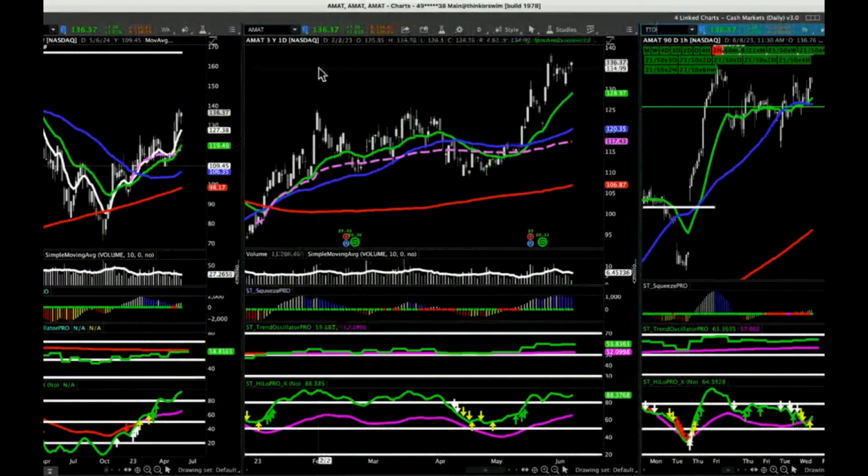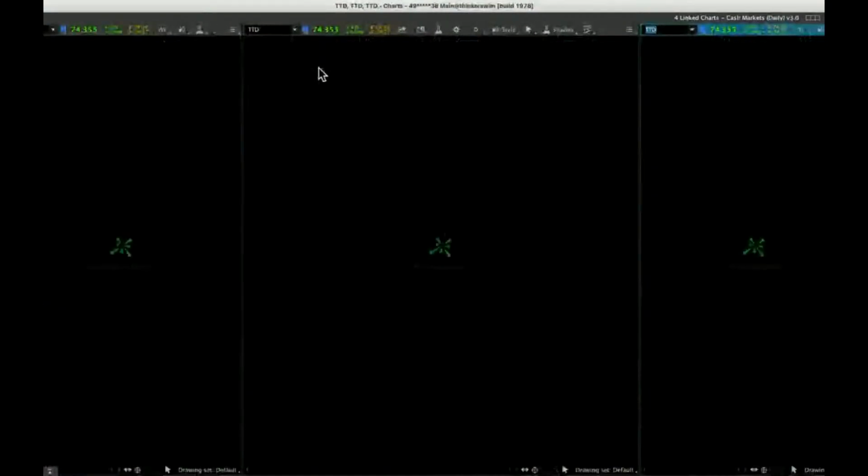Another one I picked up yesterday was TTD. I'll show you this one. And if you have any other tickers, throw them in the chat.